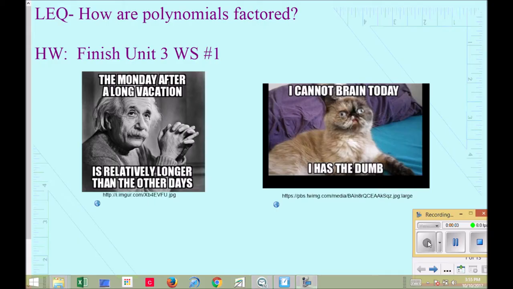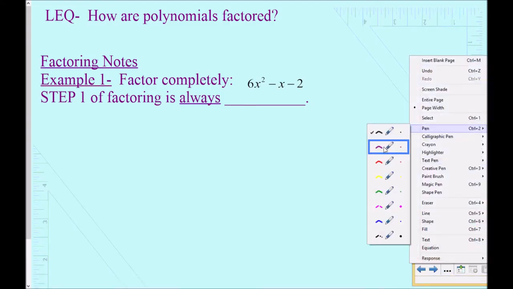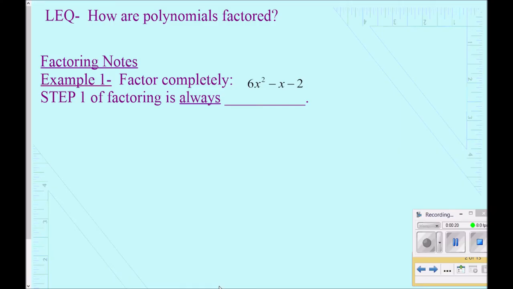So we started Unit 3 today. This is Lesson 1 of Unit 3, which is on factoring. We started with this example. We know that step 1 of factoring is always to check for greatest common factor, and if there is one, factor it out.